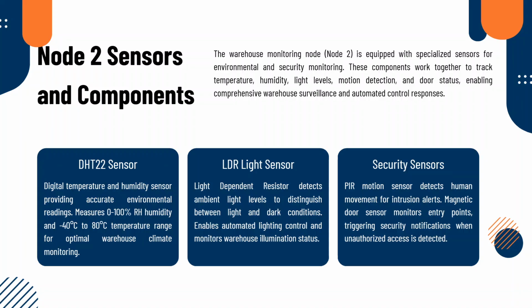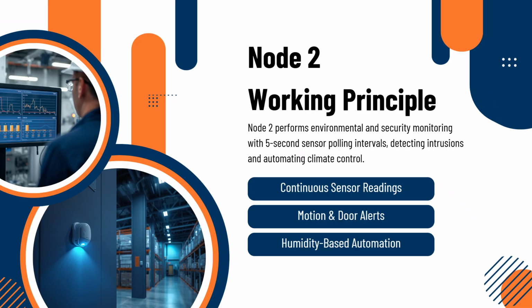Now, Node 2 working principle. Node 2 continuously monitors environmental and safety conditions. It collects data from sensors and processes it using Arduino. The data is sent to the cloud at regular intervals. It can detect motion and door status changes. If any abnormal activity is detected, alerts can be generated. This helps in improving security and monitoring.